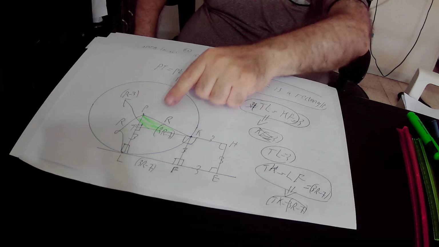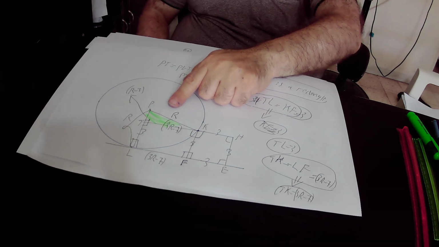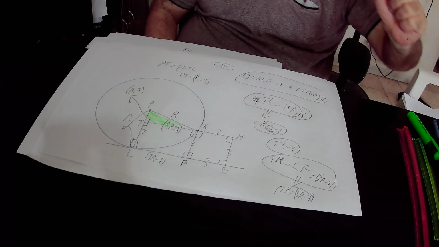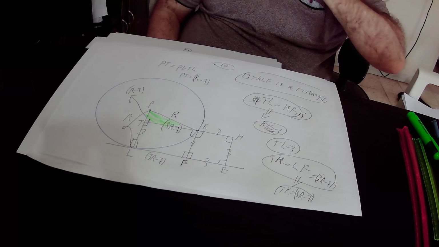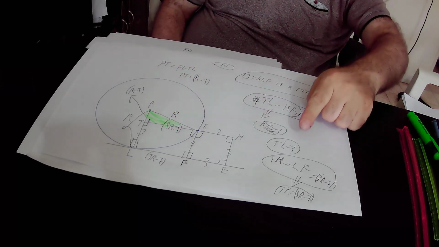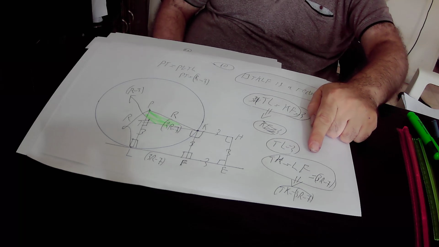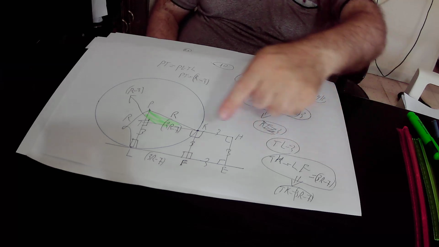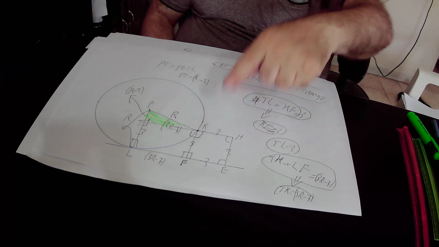Likewise, according to the same rule that the opposite sides of a rectangle are equal to each other, we will get that TK equals LF. But we have already found out that LF equals 3R minus 7. So from this equation, TK equals LF equals 3R minus 7, we derive that TK is also equal to 3R minus 7. Here, TK equals 3R minus 7.